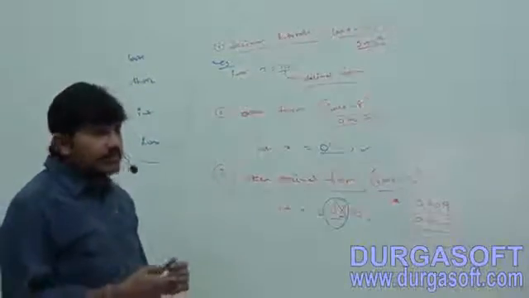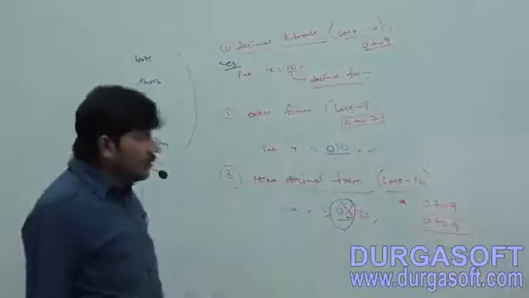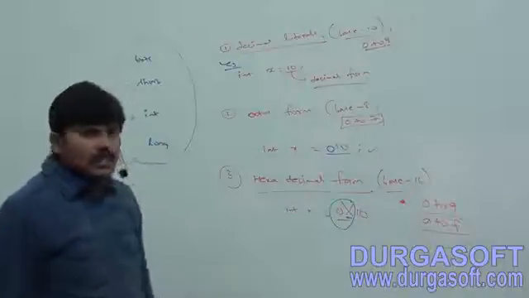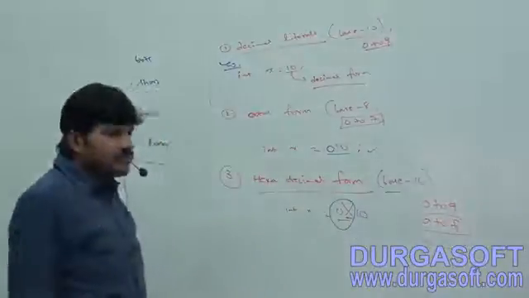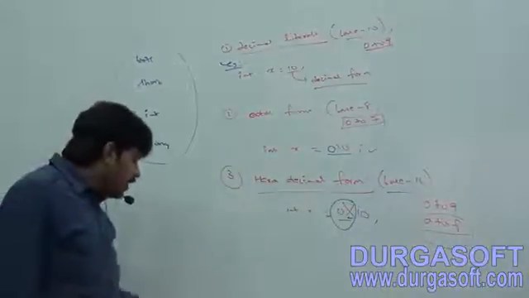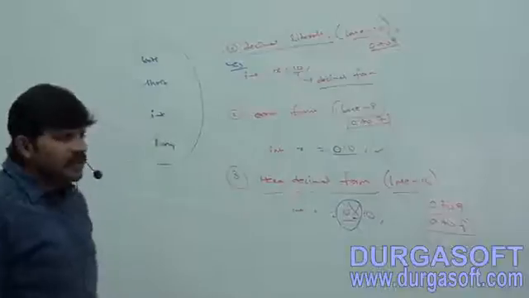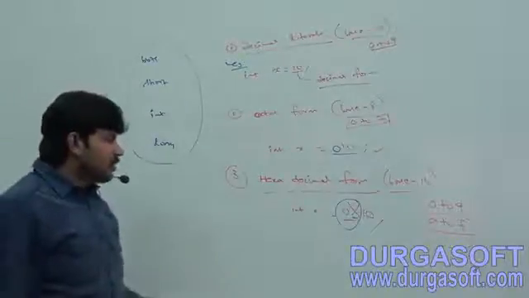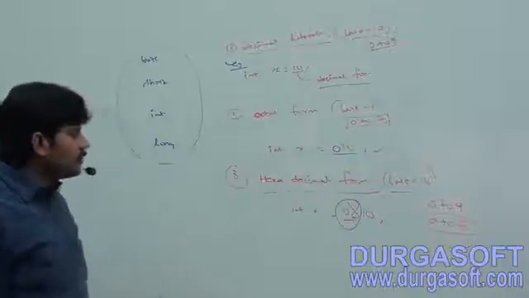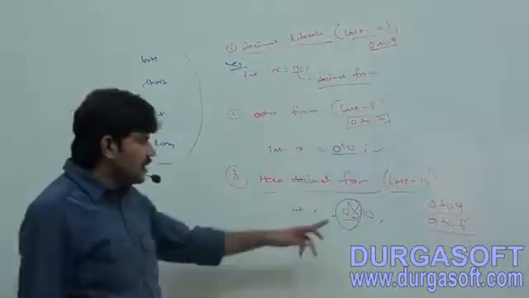Next, the third one: hexadecimal form, within brackets base 16. Example: base 16.